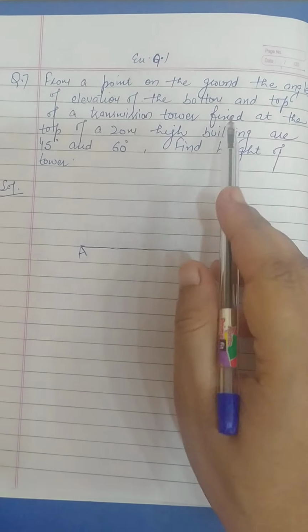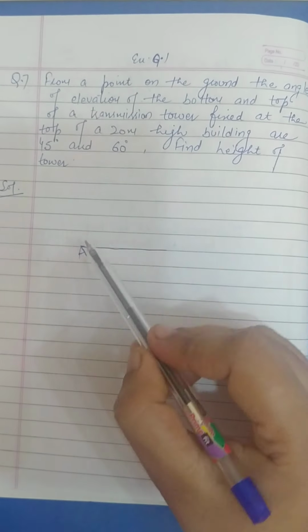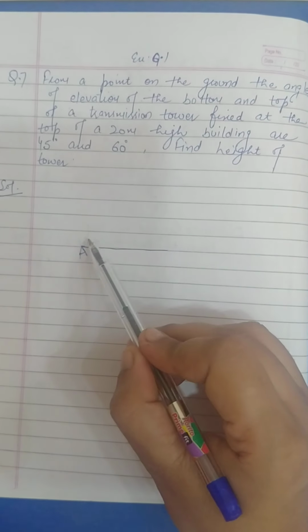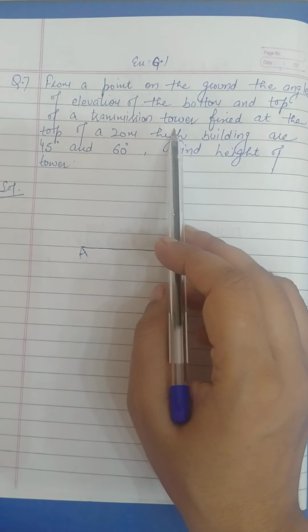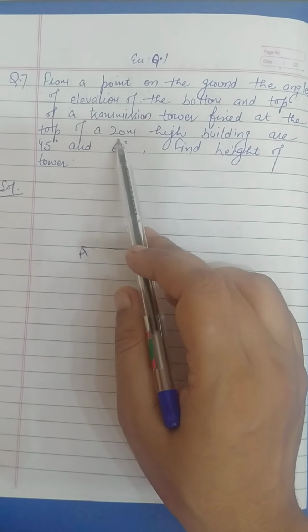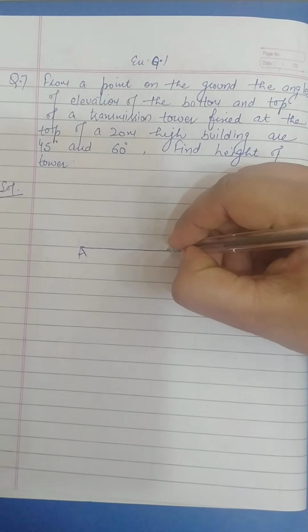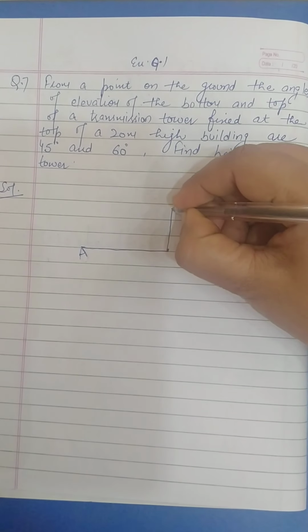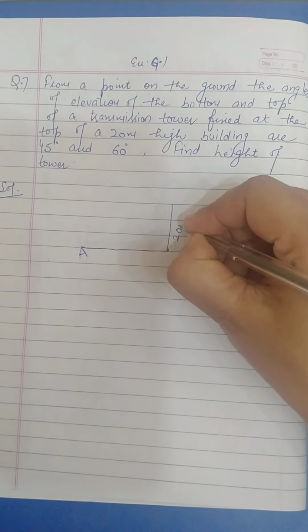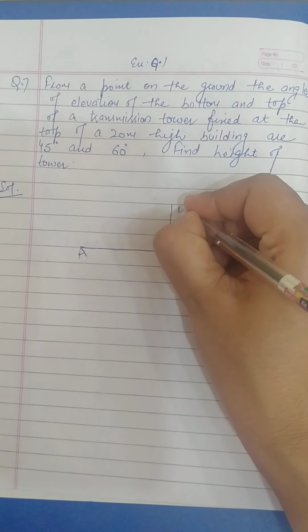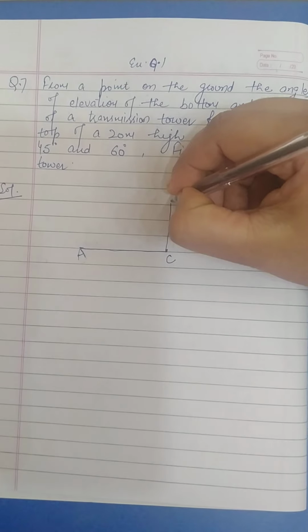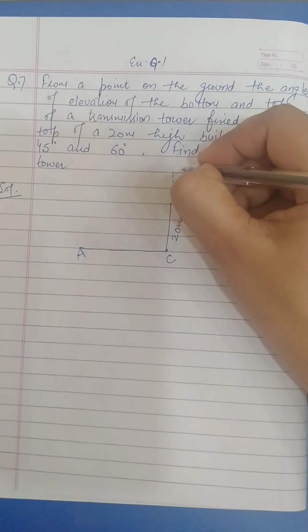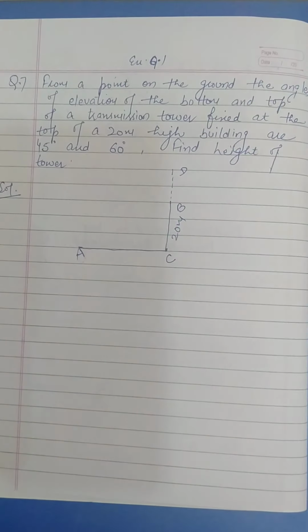From point A, the angle of elevation, it means the line of sight is upward, of the bottom and top of the transmission tower fixed at the top of a 20-meter high building. So there is a 20-meter high building. This C to B is a building. On this building, one transmission tower is there. So B to D is the transmission tower.